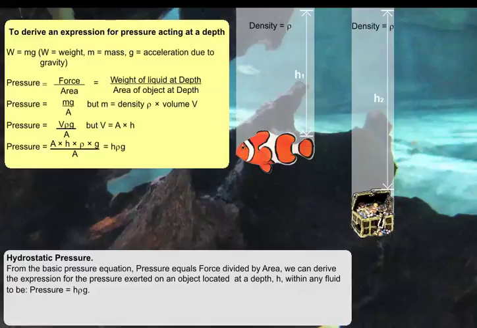We obtain then pressure at depth equals weight of fluid divided by the area of the object, which is A times h times rho times g divided by A. By cancelling out the area A, we arrive at the standard equation for pressure at depth in a fluid. Pressure equals h rho g. That means h times rho times g. The Greek letter rho, which looks like an English letter P, is the symbol commonly used to represent density.